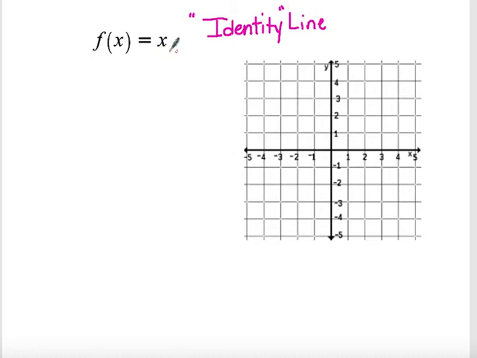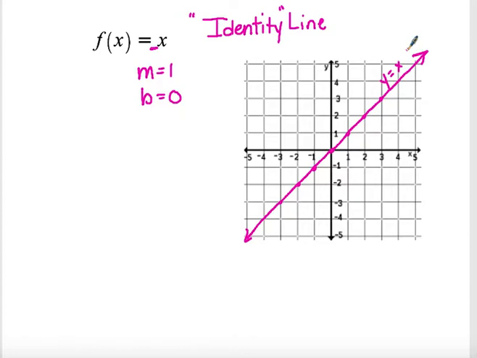So if I look at this and I want to graph this real fast, I can see that my slope is 1 and my y-intercept is 0. So I'm going to graph that. When x is 1, y is 1. When x is -1, y is -1. And I get that identity line of y equals x.